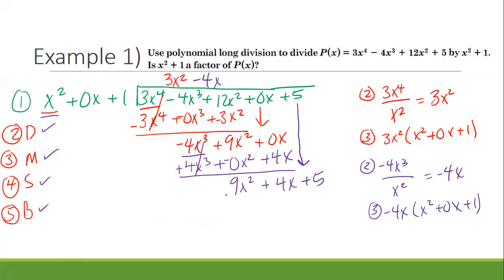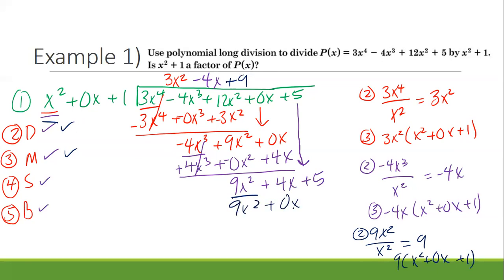And we check again, because after we bring down, the degree of our quotient is still not less than the degree of our divisor. So we divide again. So we have 9x squared divided by x squared equals 9. And then we're going to multiply after we divide. So 9 times x squared plus 0x plus 1 gives us 9x squared plus 0x plus 9. And now we're going to subtract, change sign. And that leaves us with 4x minus 4 as our remainder.